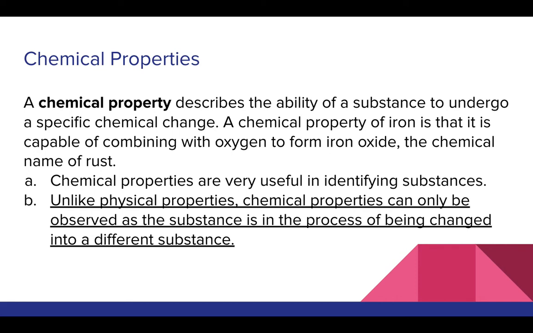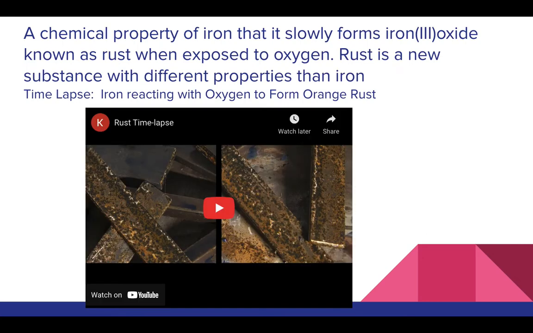So iron is a good example. Rust and iron are not the same thing. They don't have the same properties, but we can observe that iron will combine with oxygen as it rusts. So unlike a physical property, a chemical property you observe as the substance is being changed. Okay, so a chemical property of iron is that it slowly forms iron(III) oxide, known as rust, when exposed to oxygen. Iron oxide is a new substance with different properties than iron. So let's watch this video here.